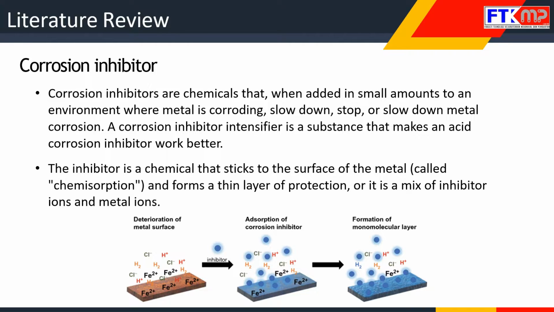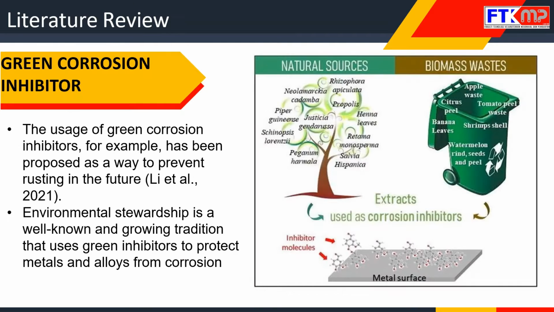The inhibitor is a chemical that sticks to the surface of the metal, called chemisorption, and forms a thin layer of protection, or it is a mix of inhibitor ion and metal ion. In this study, I will show the alternative corrosion inhibitor, which is a green corrosion inhibitor that can be found in a natural source or also biomass waste.